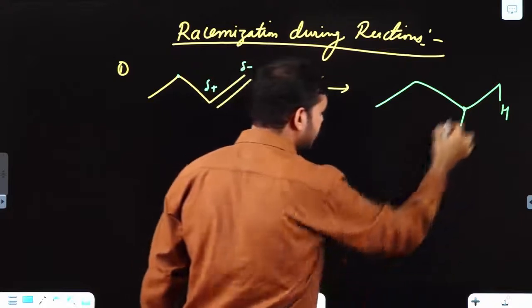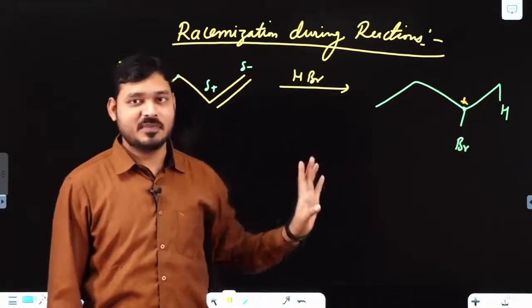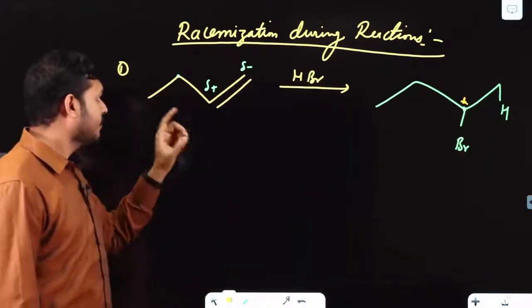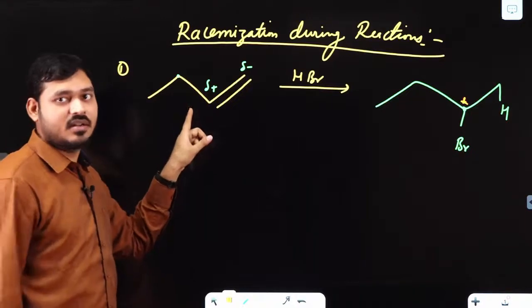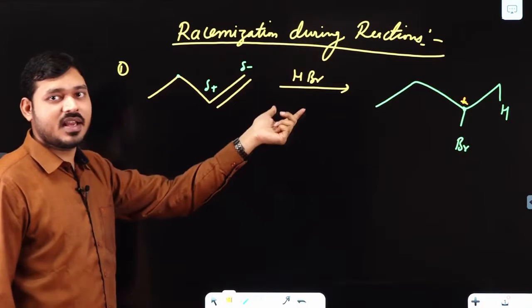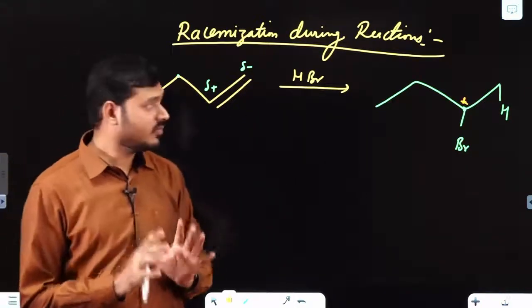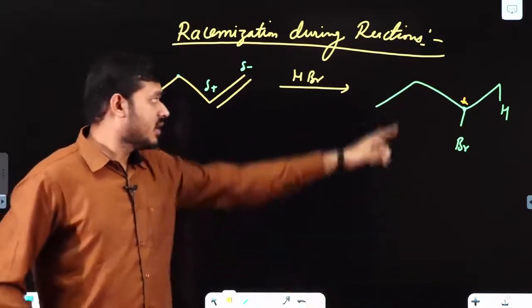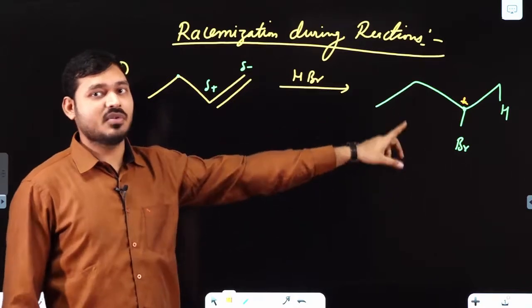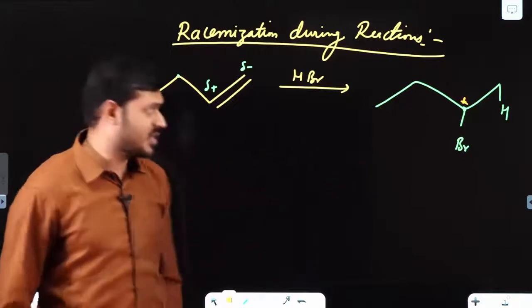Now as I can see, here you have generated a chiral center. So you can understand during reaction, if the two reactants, or the attacking reagent and the reactant, are both optically inactive, then there is a possibility that the product formed will be optically active. In such a case, what happens? The product formed will be a racemic mixture.